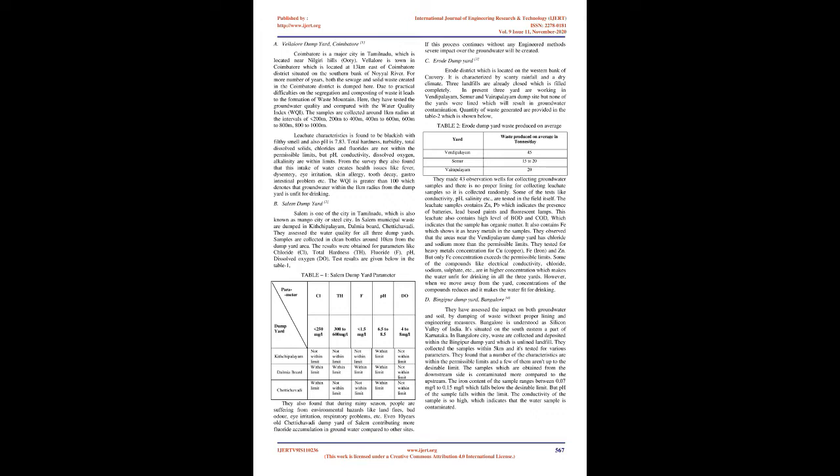They made 43 observation wells for collecting groundwater samples, and there is no proper lining for collecting leachate samples, so it is collected randomly. Some of the tests like conductivity, pH, salinity, etc., are tested in the field itself. The leachate samples contain Zn and Pb, which indicates the presence of batteries, lead-based paints and fluorescent lamps. This leachate also contains high levels of BOD and COD, which indicates that the sample has organic matter. It also contains Fe, which shows heavy metals in the samples.